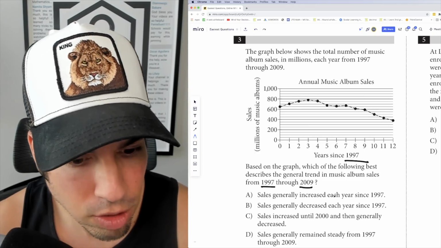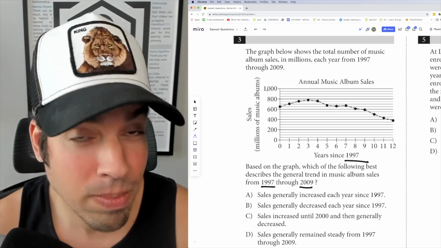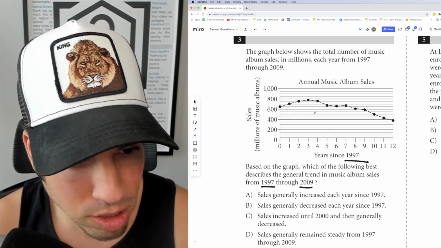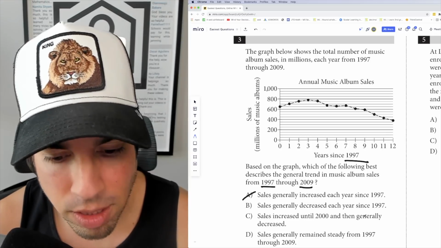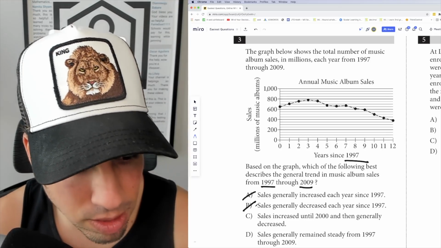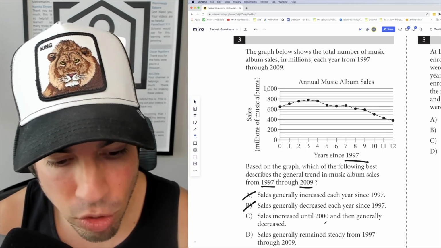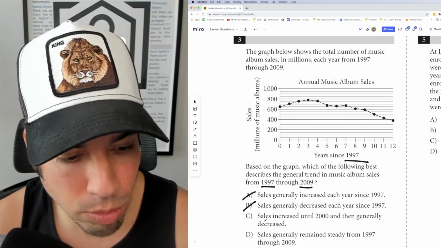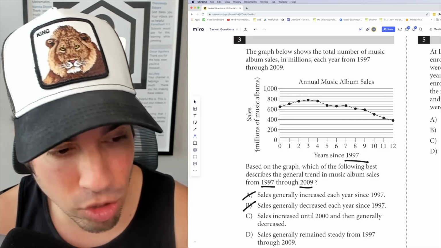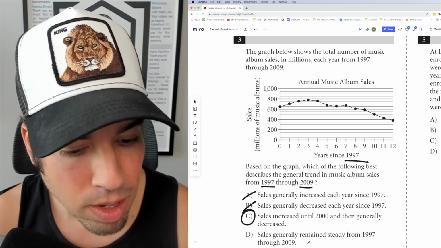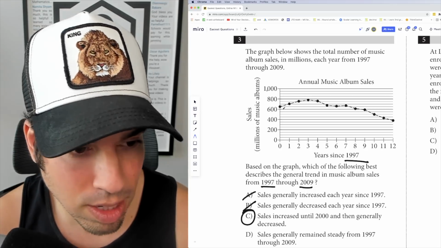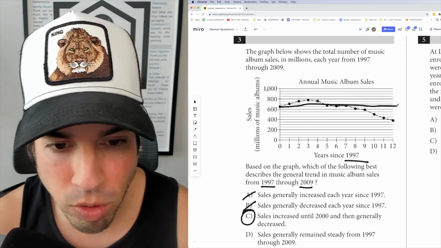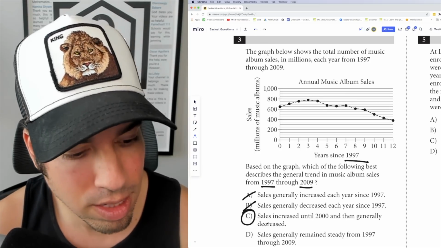So let's see. Sales generally increased each year. I disagree with that because of what we just said. We can see decreasing there. Sales also did not generally decrease consistently after 1997. That's not correct. Check this out. Sales increased until 2000 and then generally decreased. That's exactly what we described when we were looking at the graph before. And then again, sales generally remained steady from 1997 through 2009. That would be like a horizontal line straight across. We don't see that. C is the winner.